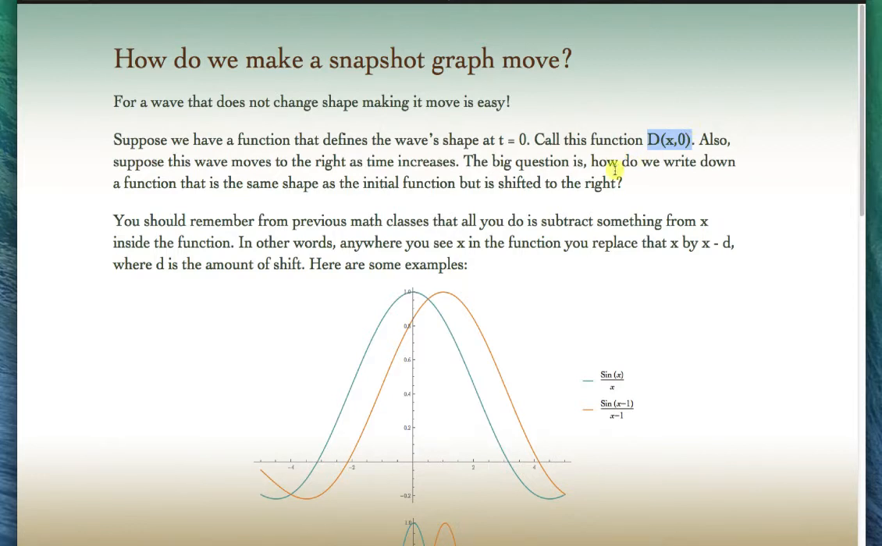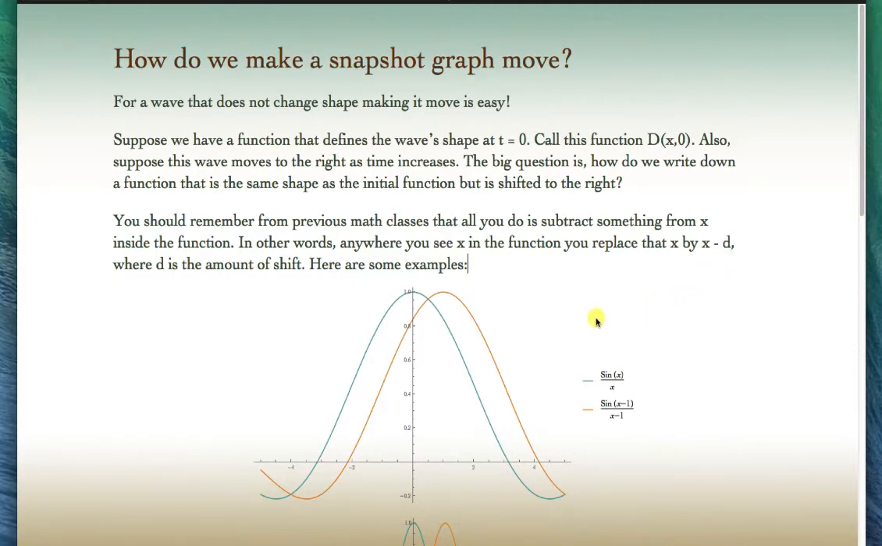So how do we actually shift a function to the right or to the left? Just mathematically. Just forget about physics. Just think about mathematics. How do we take a function and shift it to the right or to the left? Well, shifting it to the right, all we do is we take x and we replace it by x minus the amount of shift that we want, x minus d. So d is the amount of shift.